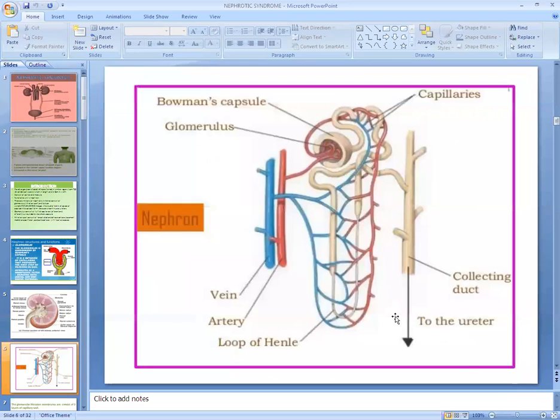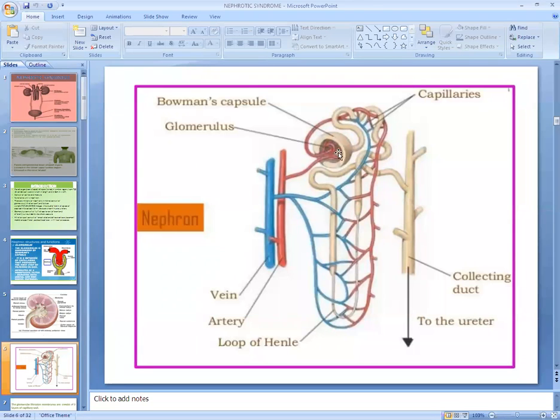See, this is the nephron. This is the glomerulus, a tuft of capillaries surrounded by Bowman's capsule, which continues as the proximal convoluted tubule. First comes the proximal convoluted tubule, then the descending loop of Henle, then the ascending part of the loop of Henle, then the distal convoluted tubule, and then the collecting ducts. So this is the collecting duct.